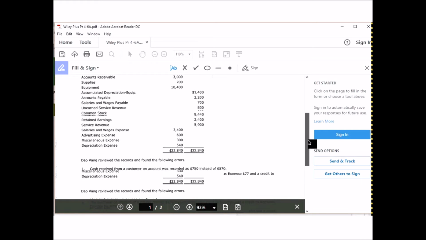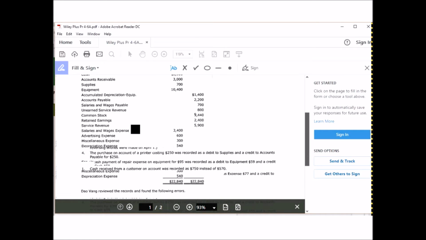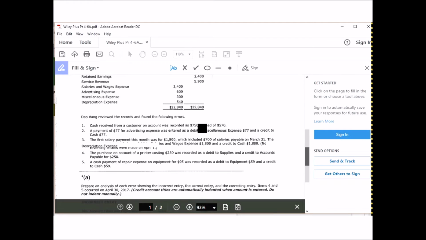Okay, so for the first one, cash received from a customer on account was recorded as $750 instead of what it was actually written on the check, $570. All right, so we made a mistake. We flipped a couple numbers. It doesn't say anything about the accounts being wrong. So we have to assume the accounts were done correctly.